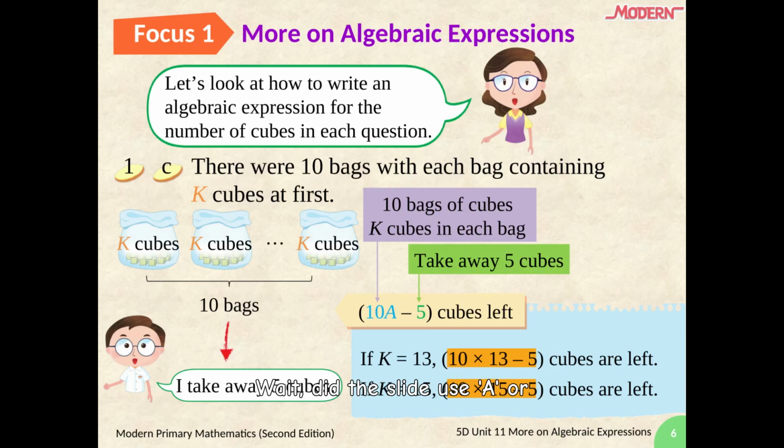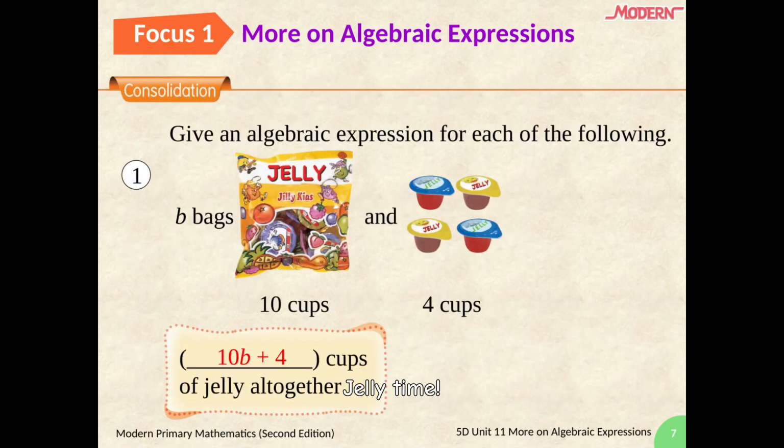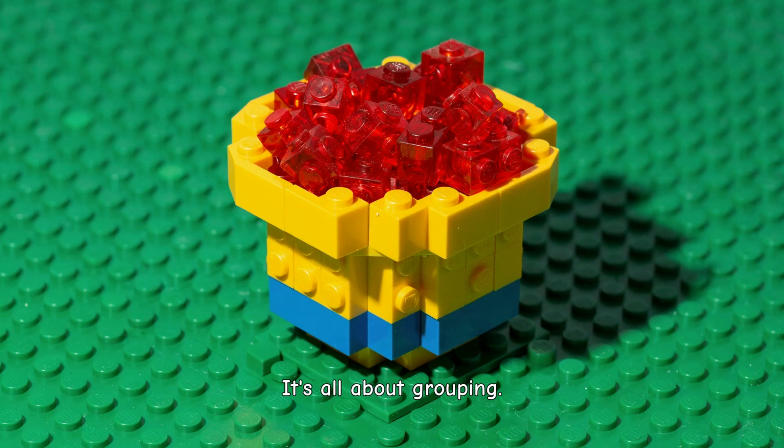Wait, did the slide use a or k? Doesn't matter, the logic is the same. 10 times the bags minus the ones we lost. 10a - 5. Jelly time. We have b bags of 10 cups. That's 10b plus 4 extra cups on the side. 10b + 4. It's all about grouping. Group the bags first, then add the single cups. Easy as pie or jelly.